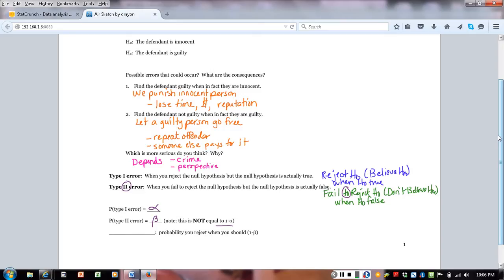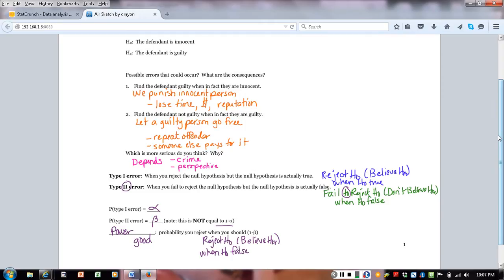And the last term I like to talk about while we're talking about errors is what's called power. What I want you to know about power is it's actually a good thing. It's when you reject the null, or again believe the alternative, when the null really is false. So you're making a good decision here. Or in a sense, you're finding someone guilty when they really are guilty. So it's a good decision there.